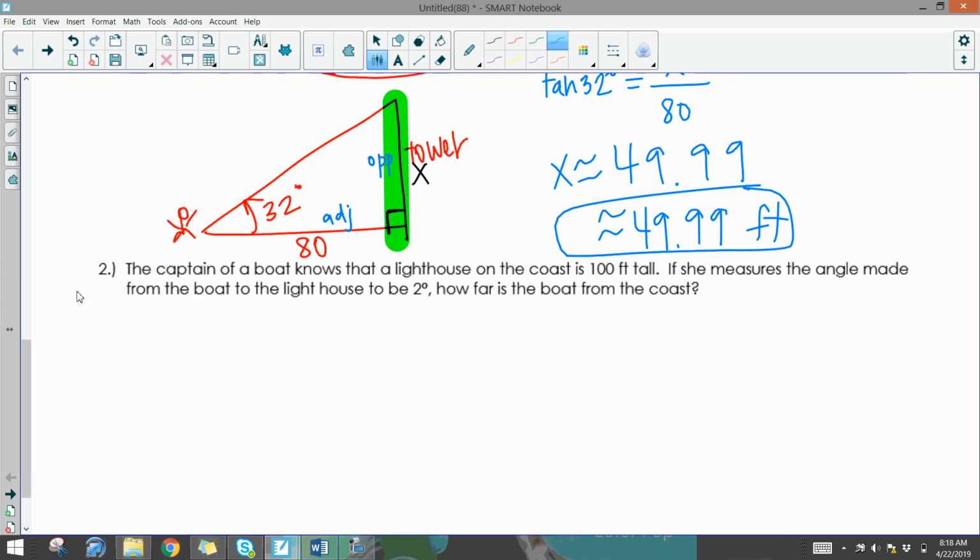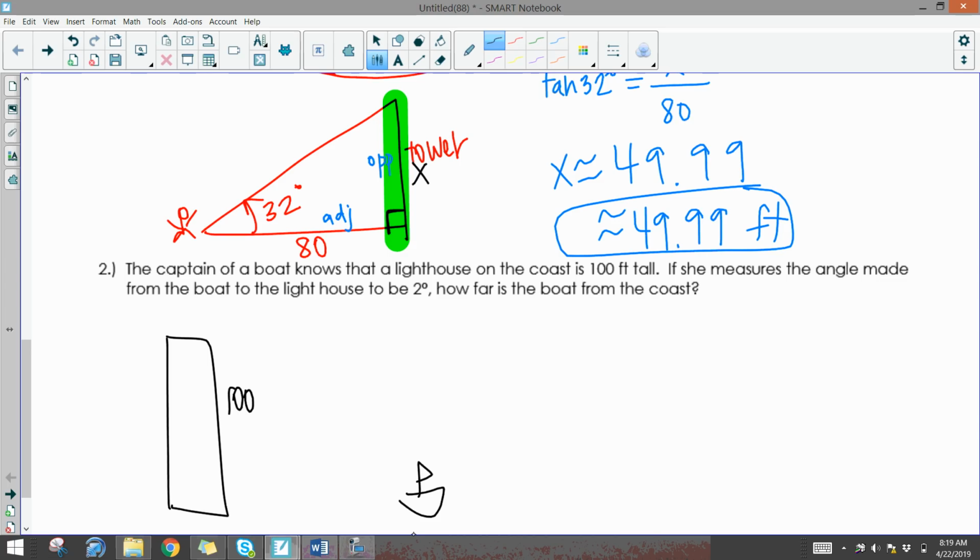Number 2, the captain of a boat knows that a lighthouse on the coast is 100 feet tall. Okay, if she measures the angle made from the boat, so you have a boat, to the lighthouse to be 2 degrees. So the angle made from the boat to the lighthouse. So here to here, this triangle is obviously off, is 2 degrees from the horizontal up. That should be a 2. That looks like a Z.